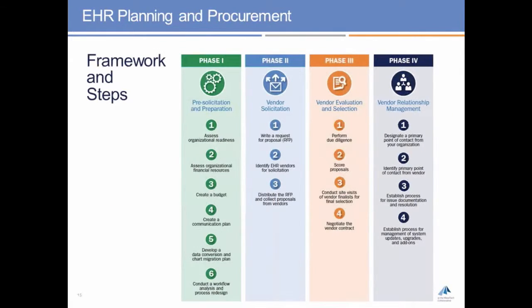In this next portion of the webinar, we'll walk through the 4 important phases in the EHR planning and procurement process. Phase 1, the pre-solicitation and preparation phase, is where an organization assesses and plans for its needs. Phase 2, vendor solicitation, is where the organization will solicit and evaluate EHR vendor products. Phase 3, vendor evaluation and selection, is where the organization will select and contract with an EHR vendor. Phase 4, vendor relationship management, is where the toolkit discusses managing that vendor relationship going forward.